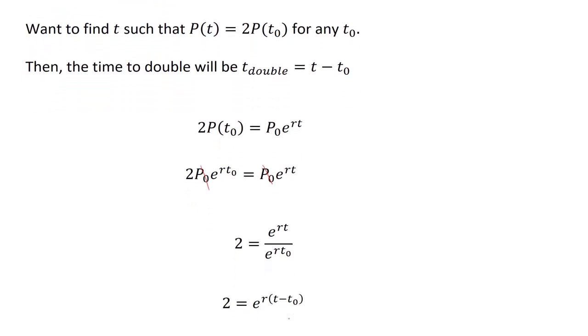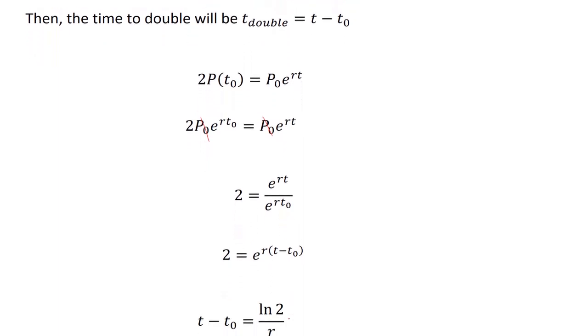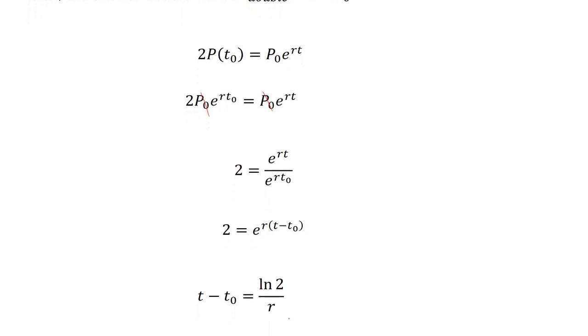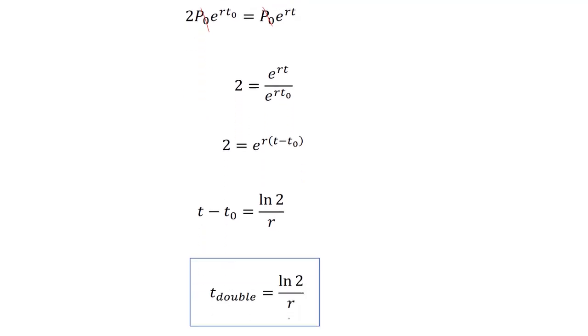Using just the basic laws of exponents, we see that we get 2 equals e to the r times (t minus t naught). And solving, we get t minus t naught is equal to the natural log of 2 over r, where r is going to be the growth rate. That is going to be our time to double. So we notice something really important here: this is a constant. It does not change, and it has no variable t in it, which is really important. It will be the same anywhere along the curve.